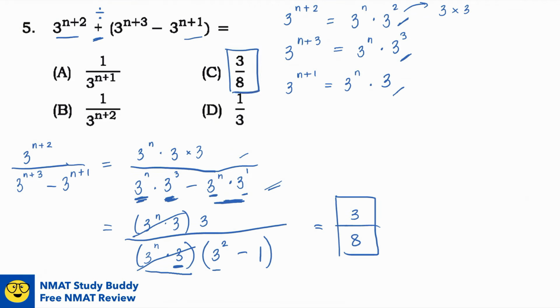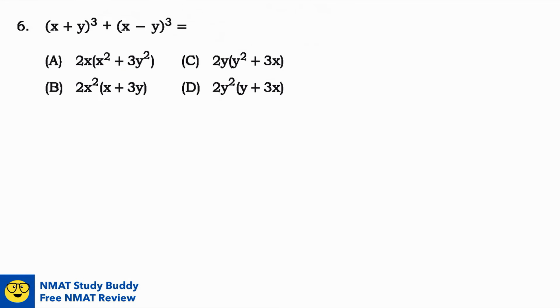Letter C, 3/8. So, dito sa number 6, kailangan natin maalala yung formula for the cube of a binomial. So, mas madali kasi nating masusolve pag alam natin yun. So, ano nga ba yung cube of binomial? So, for example, meron tayong a plus b raised to 3. Equal yan sa a cube plus 3 times a squared times b plus 3 times a times b squared plus yung last term which is b cubed.